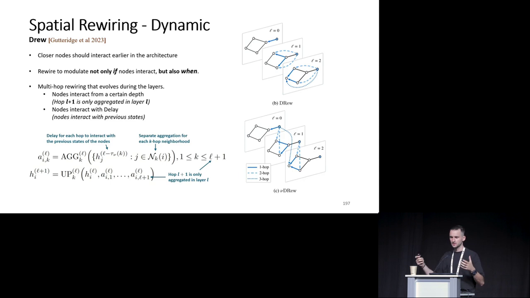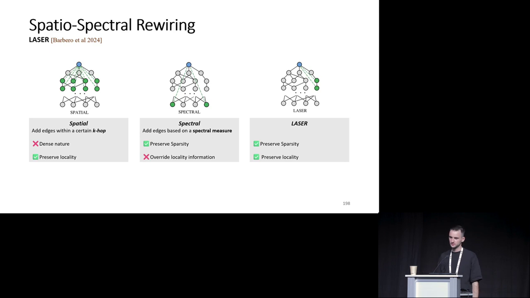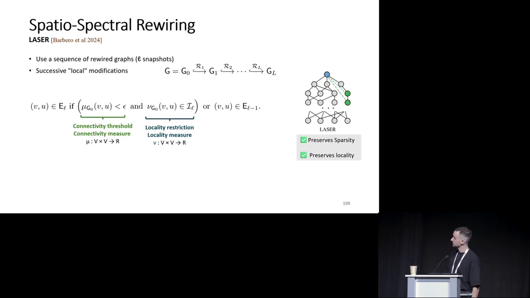It's some kind of approach where you also identify when you have to combine the features rather than only whether the features are combined. And there are also approaches that do a spatiospectral combination to try to preserve sparsity and preserve the locality. So the idea is you have some kind of spectral metric and some kind of spatial metric, and you rewire based on some limit. You put limits on these rewirings. Okay, I'm not going to be very local, but I'm not going to be very spectral.